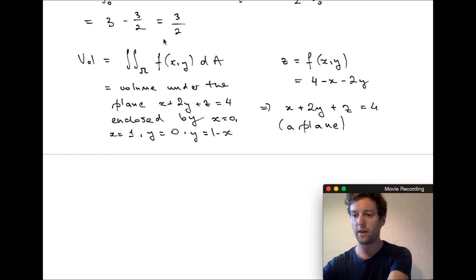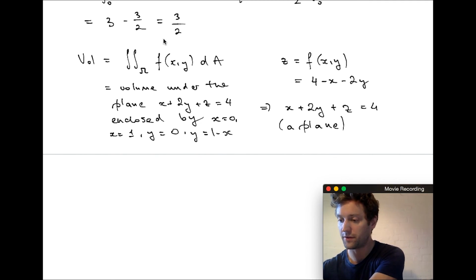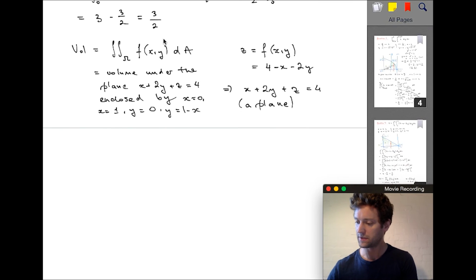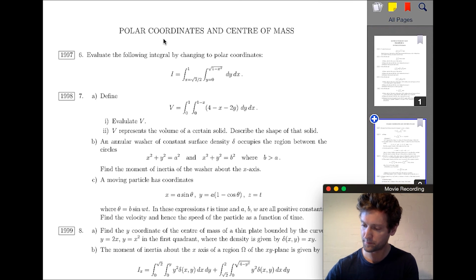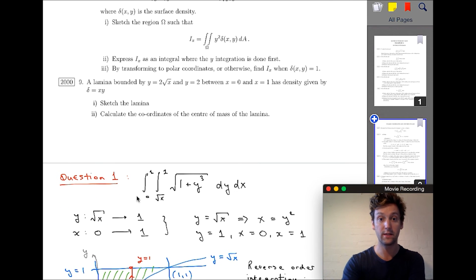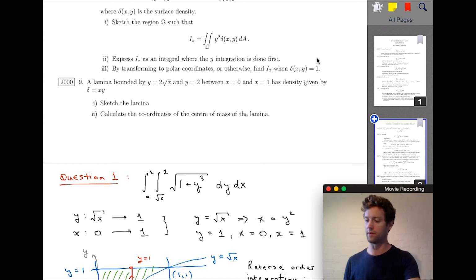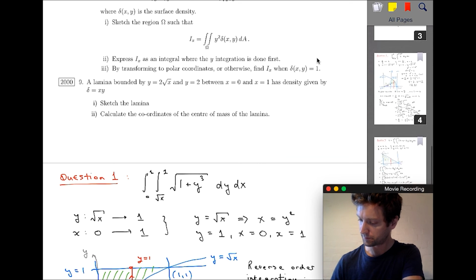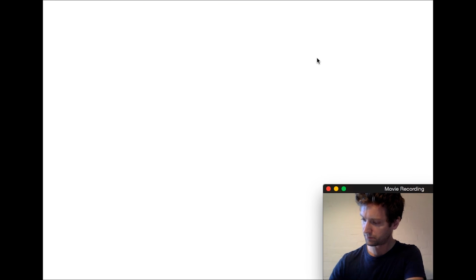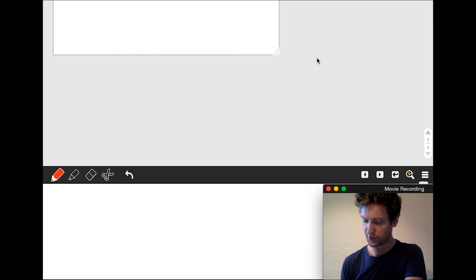Okay, let's finish up with a question involving center of mass coordinates. So I'm going to move to question 9. Let's take a look at that. In question 9, we're asked to sketch a lamina, a flat shape, bounded by these curves. We're given a density and we want to calculate the coordinates of the center of mass of the lamina. So this is question 9.